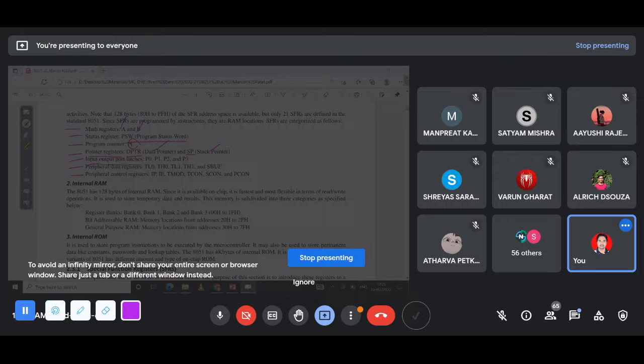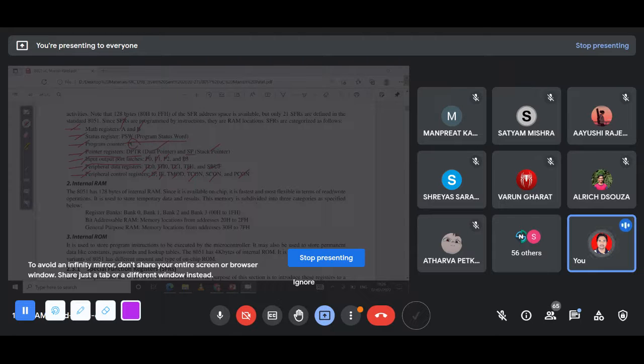Under the input output port latch, you have four special function registers, P0, P1, P2 and P3. Under the peripheral data register, you have TL0, TH0, TL1, TH1, SBUF. And under the peripheral control register, you have IP, IE, TMOD, TCON, SCON and PCON. So you have to remember, there are 7 categories in which your 21 SFRs are distributed.